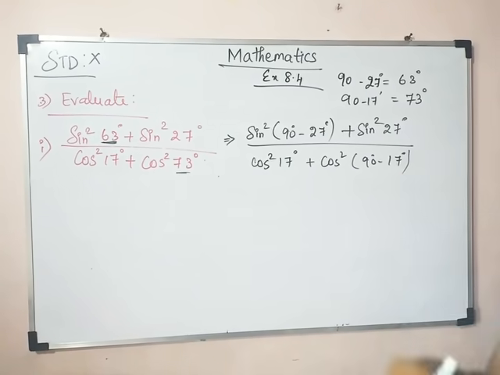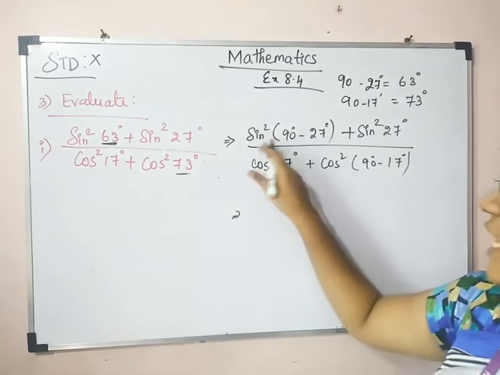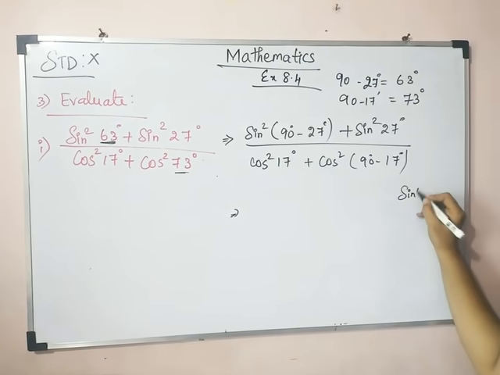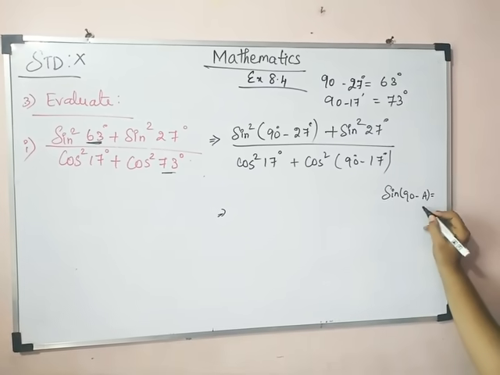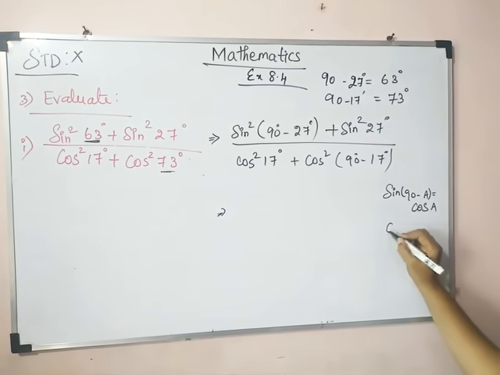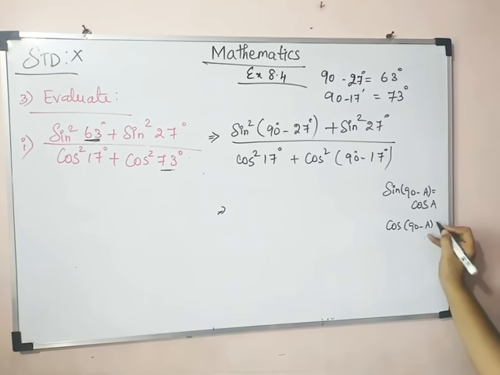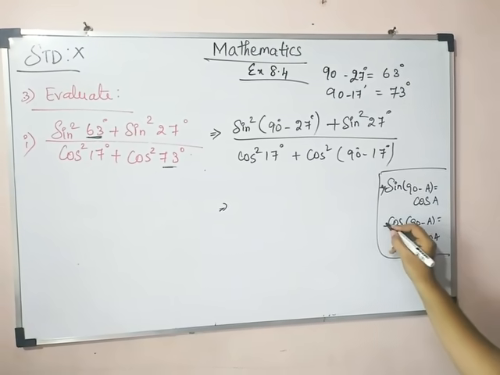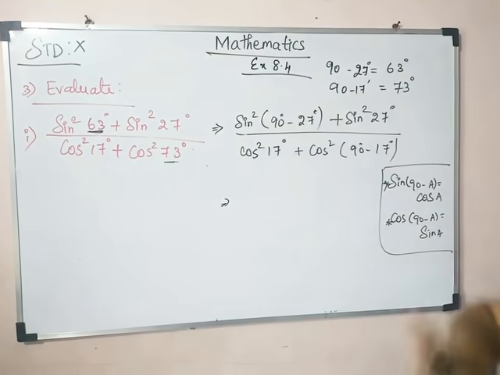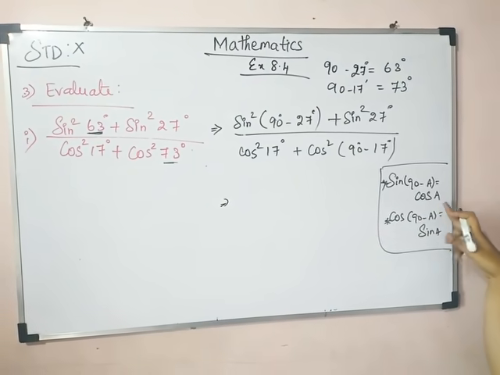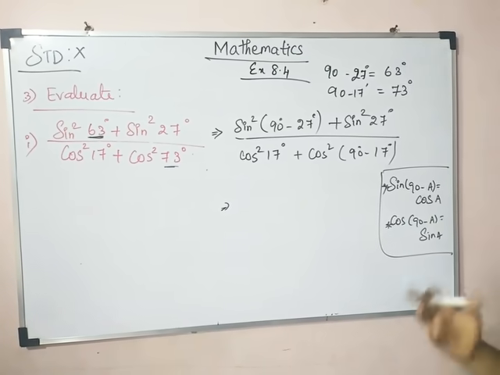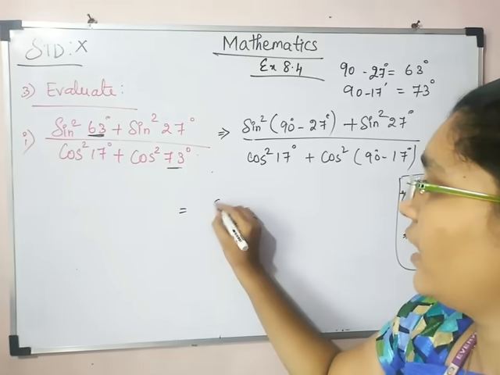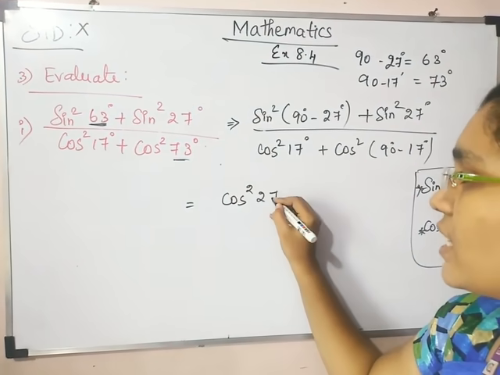minus 17. So now just you see sin 90 minus theta. What is the value of sin 90 minus theta? Sin 90 minus theta is equal to cos theta. So cos 90 minus theta is equal to sin theta. So we know already these complementary angles, right? So now sin square is there. Nothing to worry. Just you can write sin square means the answer will be cos square, cos square means the answer is sin square. So sin 90 minus 27 can be written as cos square 27 degree.